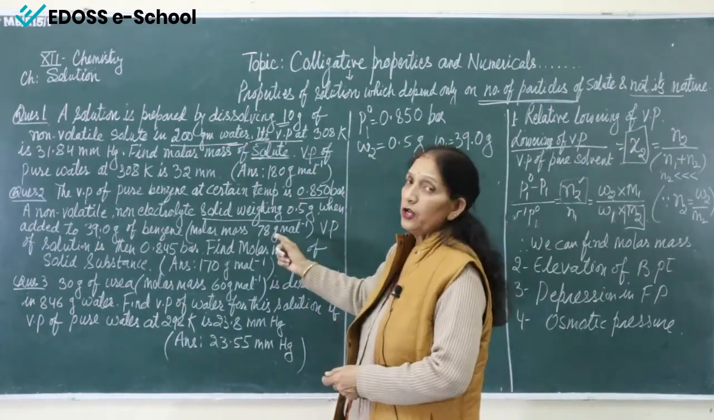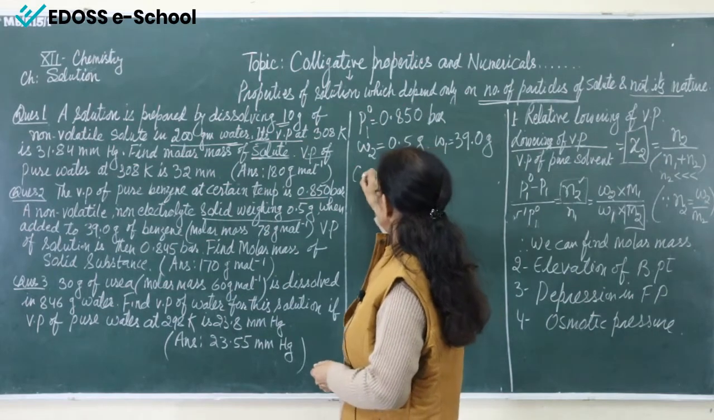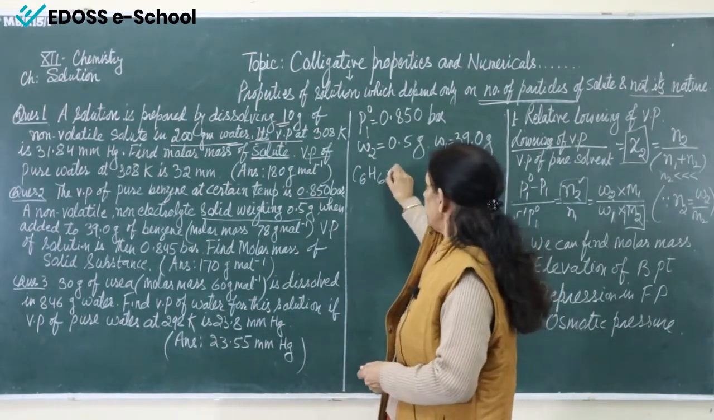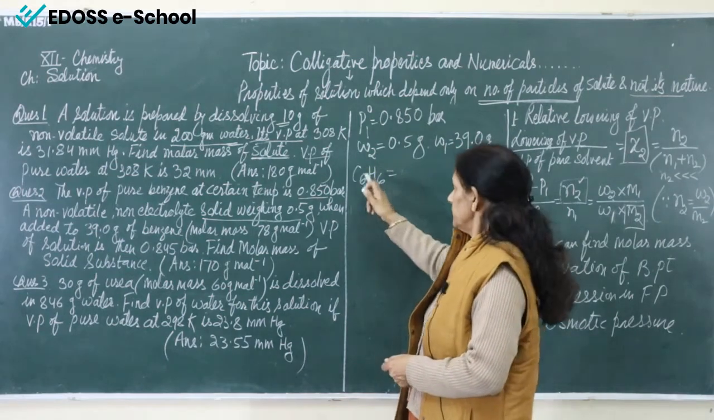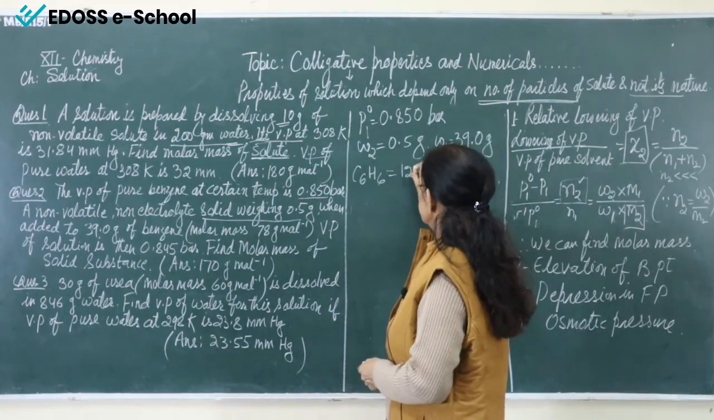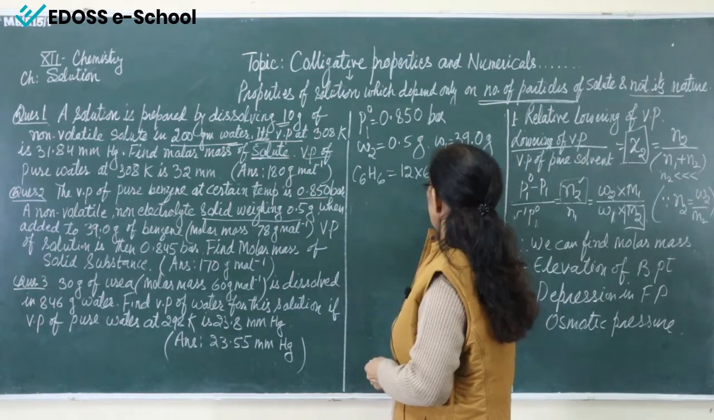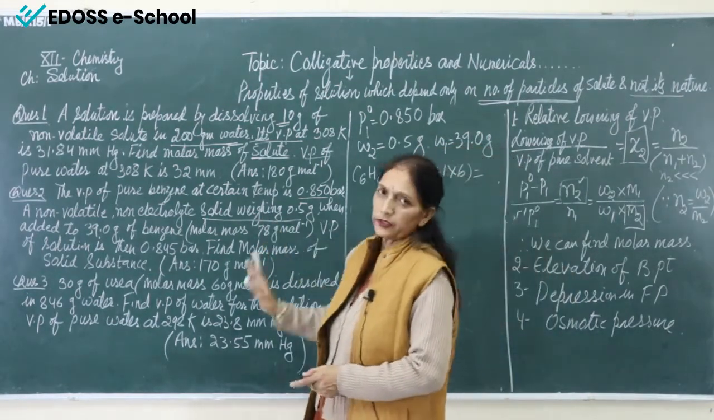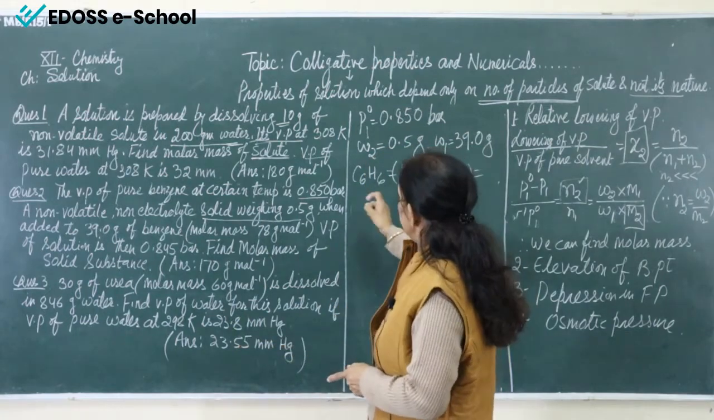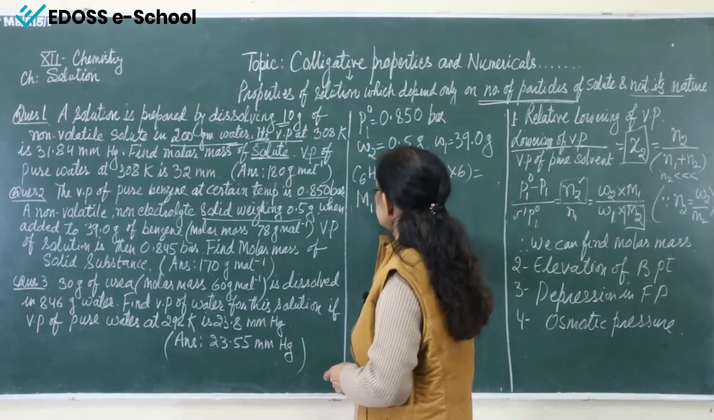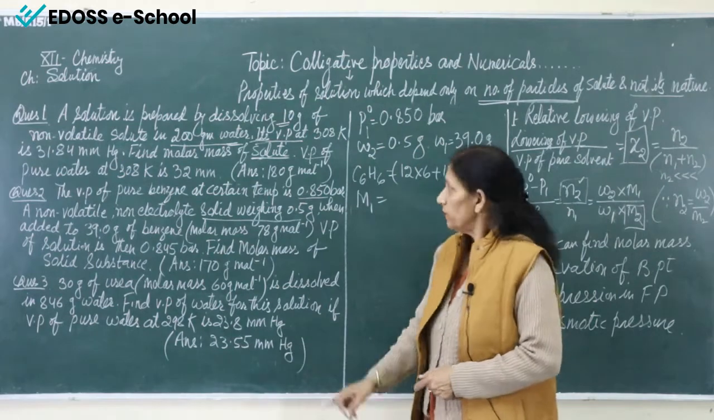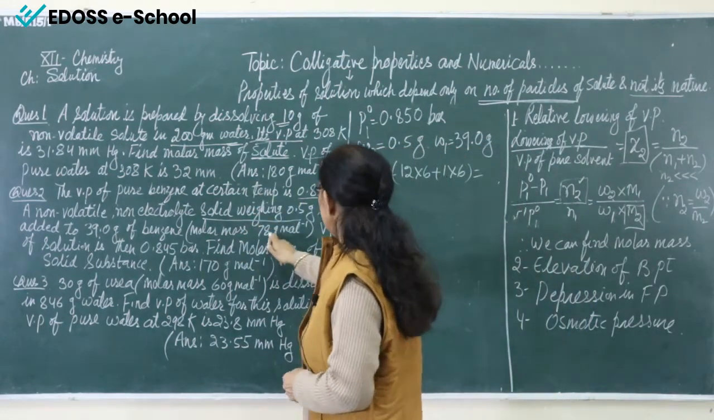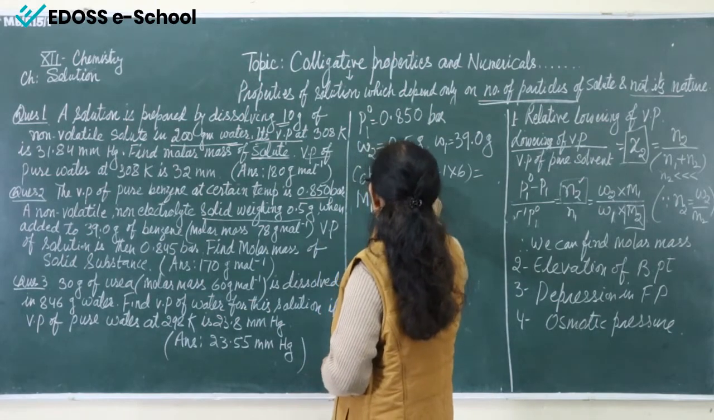Suppose this is not given, you can find it out. We know the formula of benzene is C6H6. So with the help of this, we can find it. C6 means 12 into 6 plus 1 into 6. But they have already given you here. That means this is M1, because this is solvent. So M1 is given to you, 78 gram per mole.